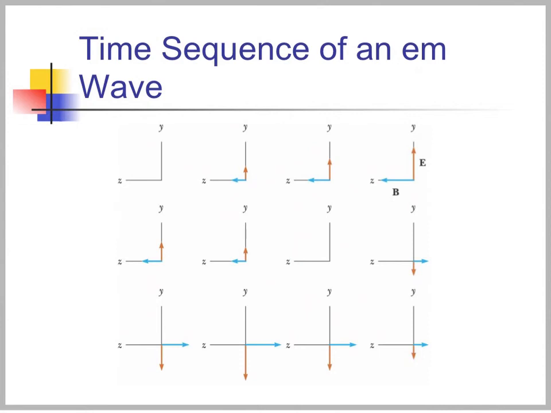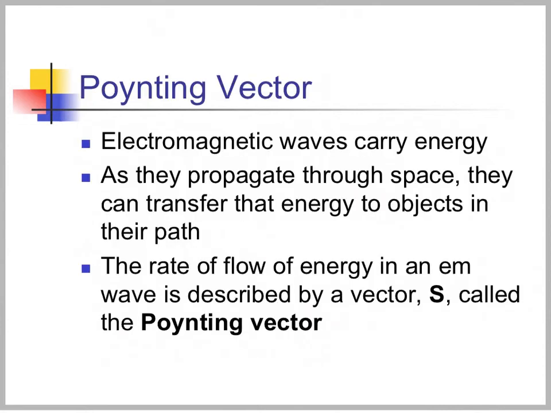Now, one of the things about electromagnetic waves is they carry energy. In fact, this is the main way we get energy transfer in the universe. So as they propagate through space, they can transfer that energy to any object in their path. The rate of flow of energy in an electromagnetic wave is described by something called the Poynting vector, S.